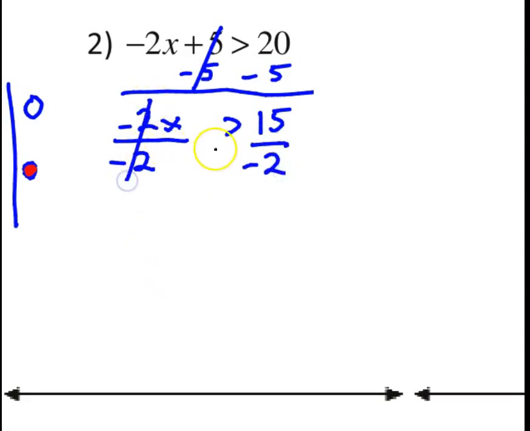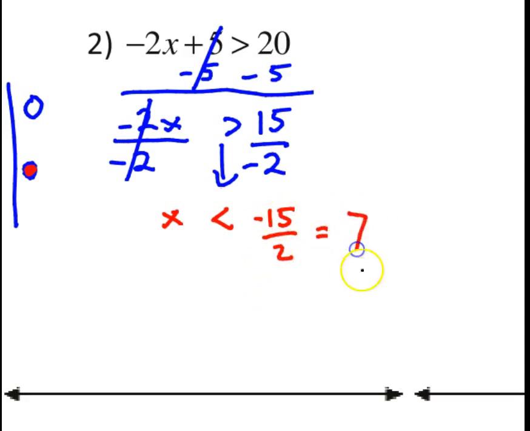Okay. Now when you divide by a negative, you need to switch the sign. And you can just leave your answer as -15/2. Of course, that's the same as, let's see, 2 goes into 15 7 times, with 1 left over, so that's the same as -7.5. So on the number line, you can put either one of these. It's fine just to put -15/2 and your open circle and going to the left. That's okay.